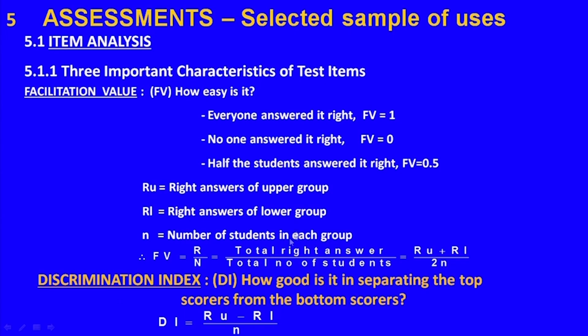So RU means right answers of the upper group, RL means right answers of the lower group. That covers all the right answers, upper group and lower group together. These are the people who have answered it correctly. How many students? Upper group 8 students, n. Lower group 8 students, n. So 2n is the denominator. This index is called the FV, facilitation value.